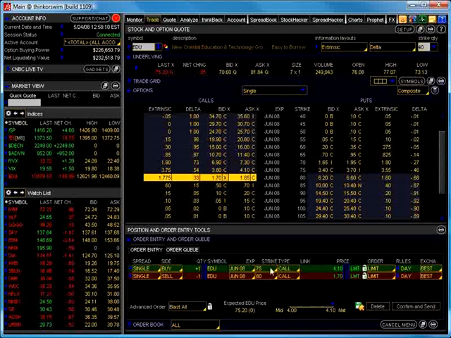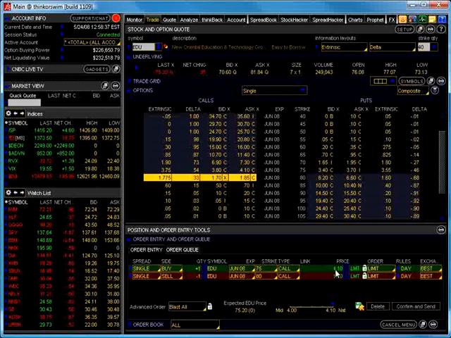And the strike price of the one that we're buying is 75. The one that we're selling is 80. The difference between these two is 5 points. So this is considered a 5-point vertical spread. The vertical means that it's in the same month and in the same option. They're both call options.